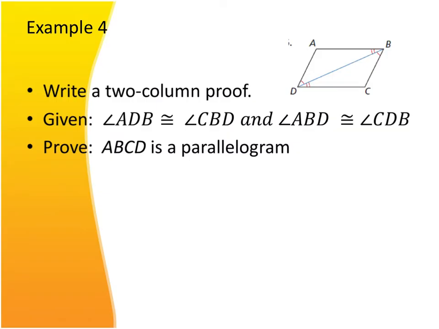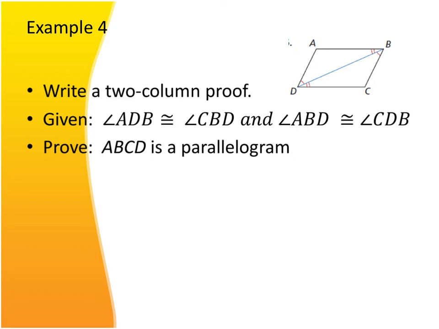Let's look at the last one. It's asking us to write a 2-column proof. Now, honestly, the proofs in this lesson are going to be pretty easy if you know your properties. A lot of them, you're just going to maybe look for a missing piece.